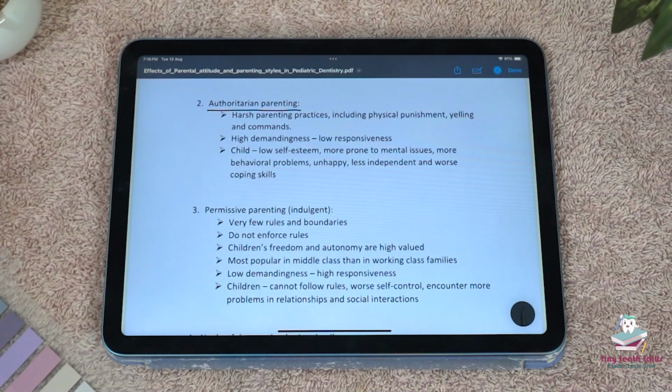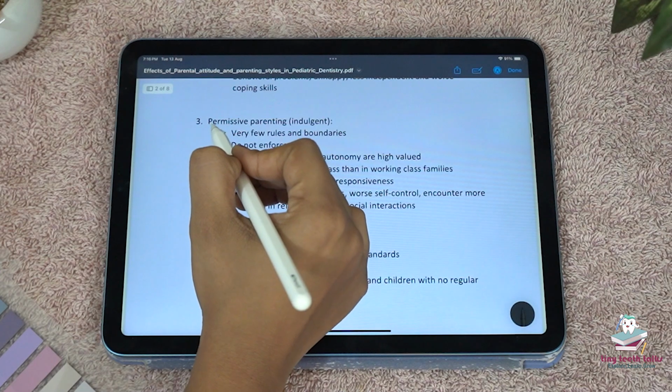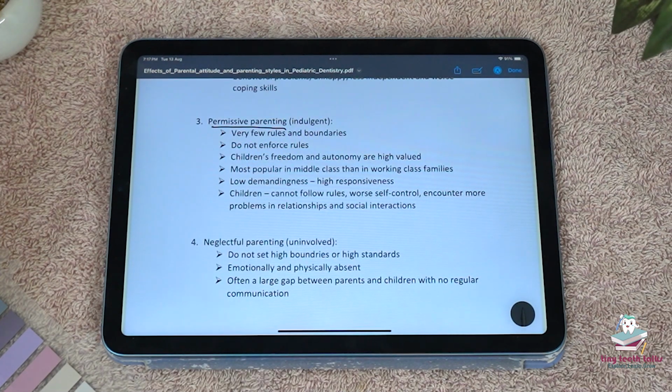The second one is authoritarian parenting. They show harsh parenting practices, including physical punishment, yelling, and commands. They have high demandingness and low responsiveness. Their child has low self-esteem, is more prone to mental issues, has more behavioral problems, is unhappy, less independent, and has worse coping skills. Basically the reverse of authoritative parenting. The third one is permissive parenting. They have very few rules and boundaries. They do not enforce the rules.